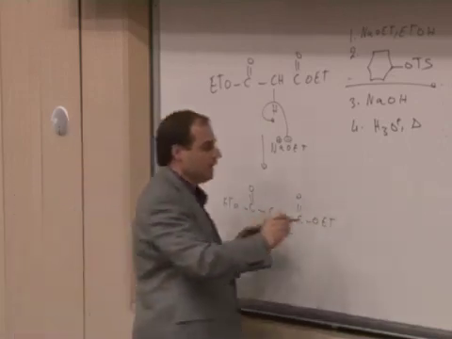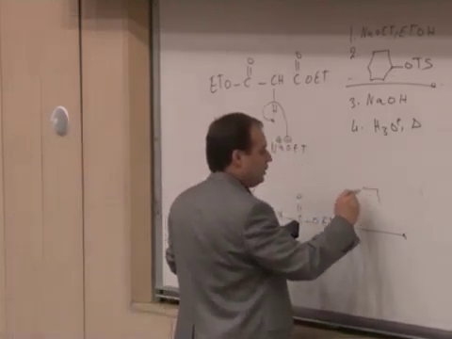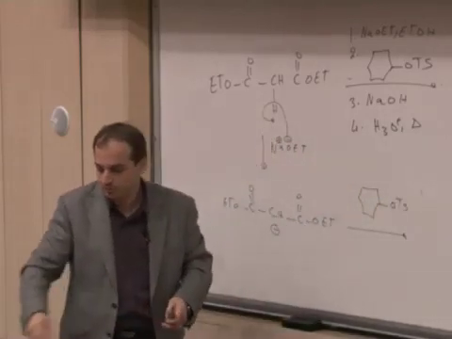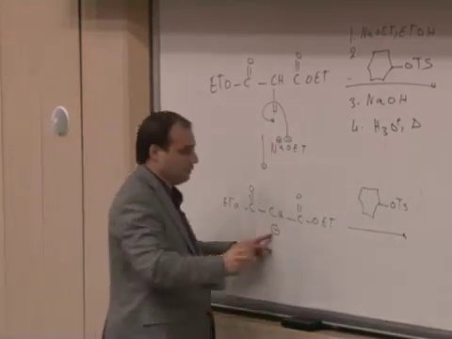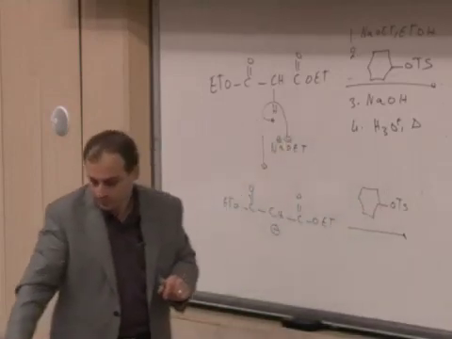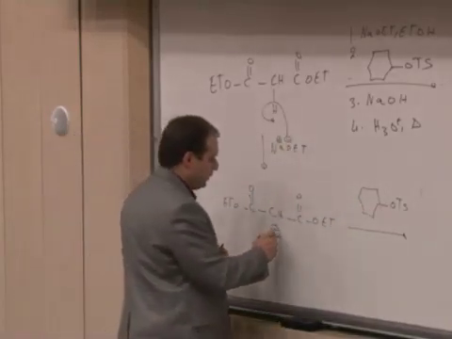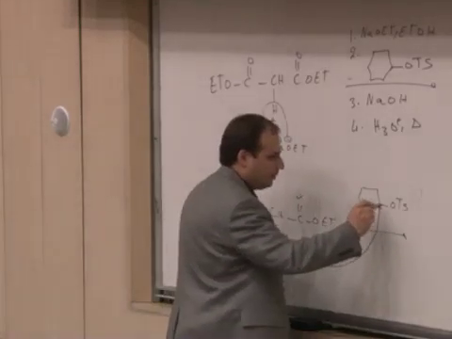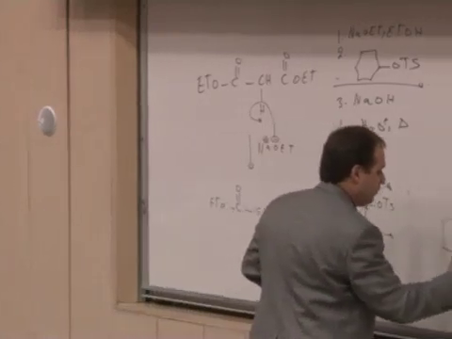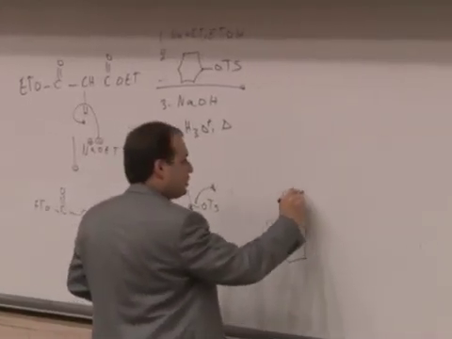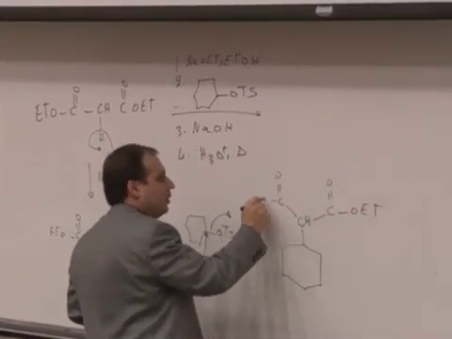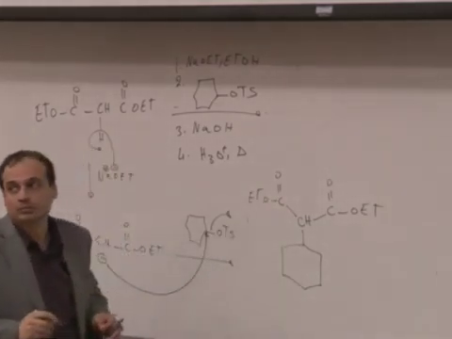Then you're reacting it with the tosylate. This is a very good leaving group. You have an SN2 reaction. This is a secondary carbon, so this is going to attack this carbon, and the tosylate is going to leave, and you are going to form CH(C=O OEthyl)(C=O OEthyl).